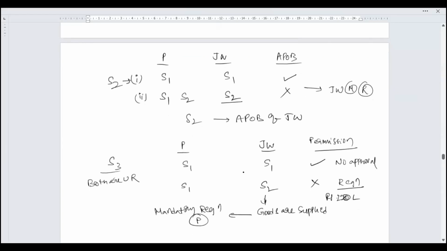Now, after the job work is done, I'll not bring back the goods. I'll sell from that particular state. Their law says that nothing doing. Boss, you register yourself and you add this as your additional place of business. That means to say eventually in state 2, I'll be registered. Once I'm registered in state 2, in state 1 also I'll get registered.